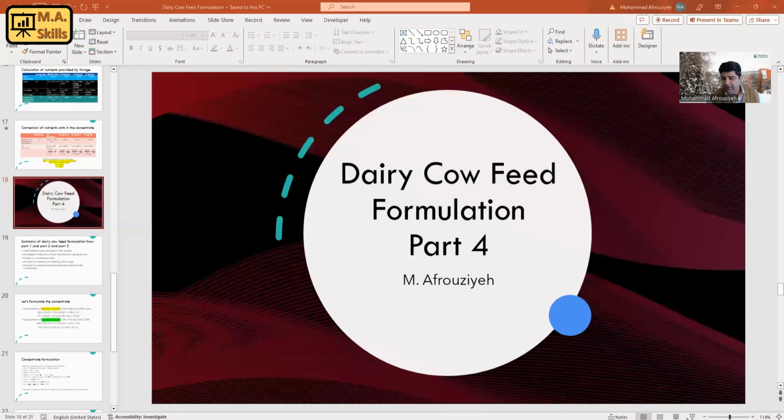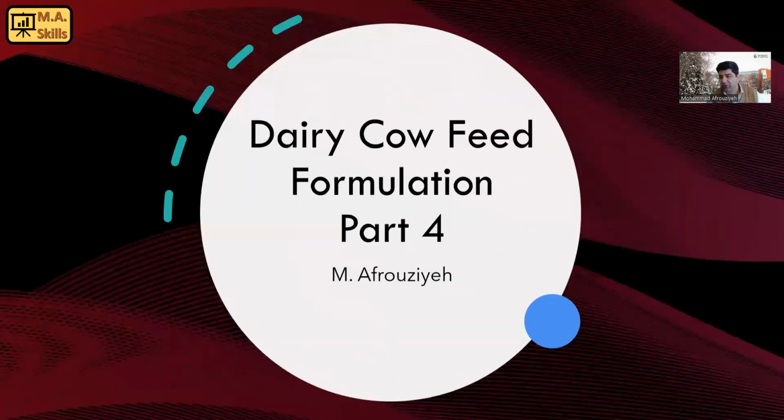the concentrate, because over the last 3 episodes we covered how to calculate total nutrient requirements, how to calculate the forage to concentrate ratio, and the amount of nutrients provided by the forage section, and the amount of nutrients that we need to provide through the concentrate. And today, in our fourth episode, we're just going to balance the concentrate.